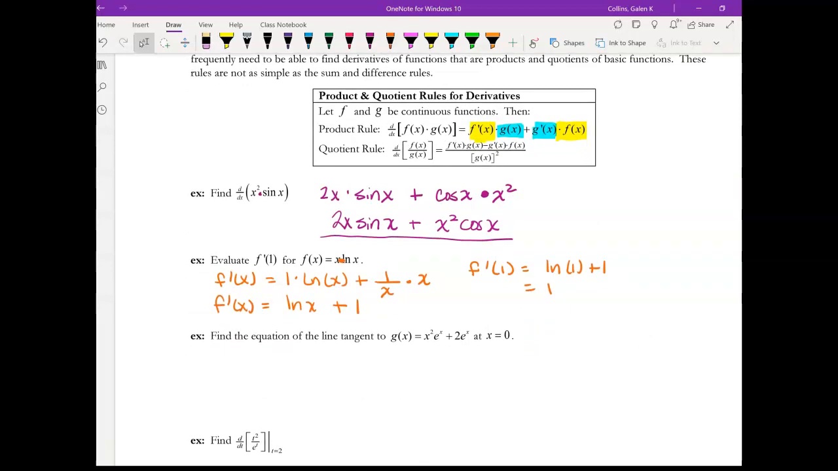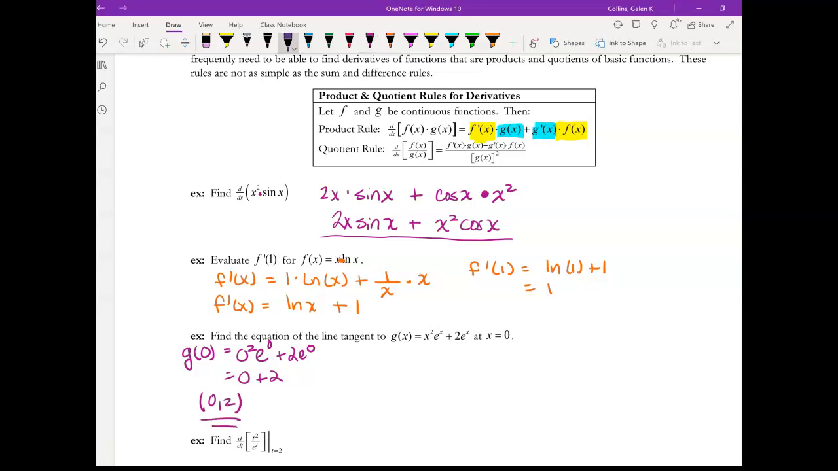All right, we've got a tangent line equation. If we're asked to find the equation of the line tangent to g at x equals 0, I know that means I need g of 0 and g prime of 0. So first, let's find g of 0. This isn't a product rule, this is just evaluating a function. So we get 0 squared times e to the 0 plus 2e to the 0, which is 0 plus 2, since e to the 0 is 1. So our point of tangency is at 0, 2.